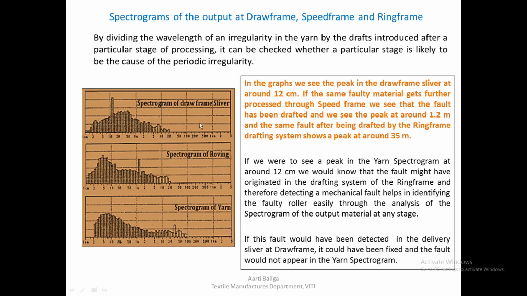So detecting the fault at an earlier stage helps in fixing the fault and getting a fault-free, good quality yarn at the end. So if this fault had been detected in a delivery sliver at draw frame, it could have been fixed and the fault would not appear in the yarn spectrogram. This would have been a smoother curve and the quality would be good.